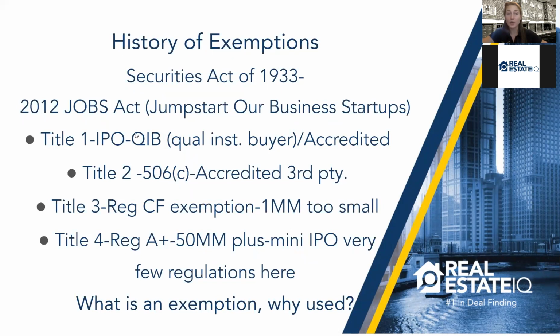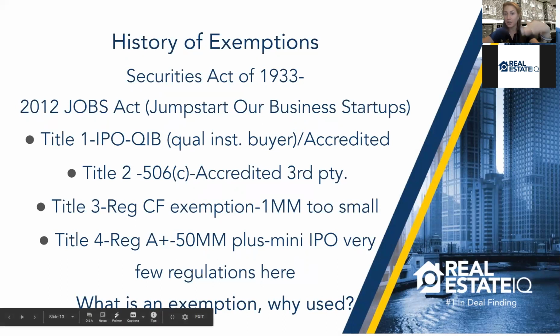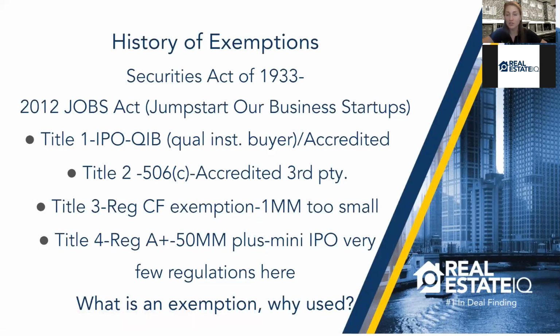1933 it started. In 2012 you jump to the JOBS Act, Jumpstart Our Business Startups. Again, it's about stimulating the economy, which is why the SEC has made these types of offerings available. Under Title I originally, those were the only people that could invest as accredited individuals, like a QIB, a qualified institutional buyer. Under Title II, these come out later, with more layers, realizing that we need to keep expanding the definition to include more people. Title II is where 506C accredited third-party authorization came from.